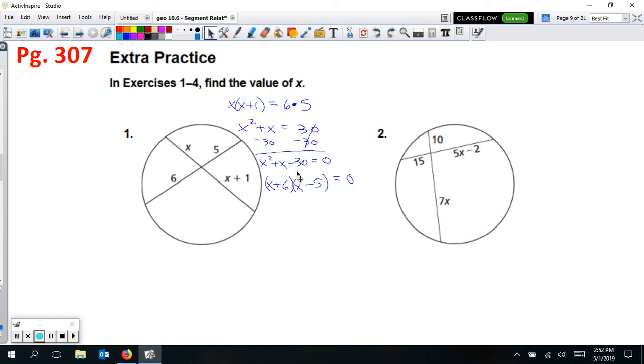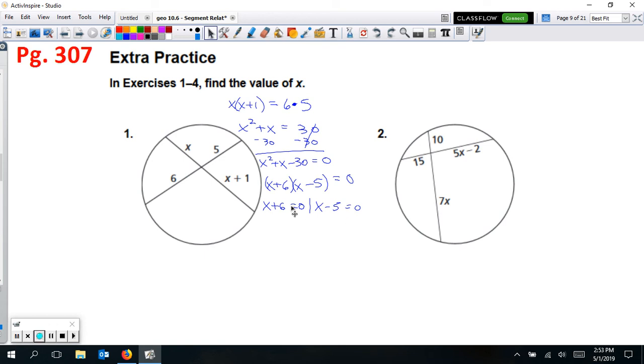They have to be different in order to multiply and get a negative 30. The bigger one, 6, is going to get the sign of this middle term, x, which means 5 is negative. So now we're going to set each of these factors equal to 0 separately. So x plus 6 is equal to 0, and x minus 5 is equal to 0. And then we're just going to subtract 6 on this one, add 5. So when we subtract 6, we get negative 6 and positive 5.